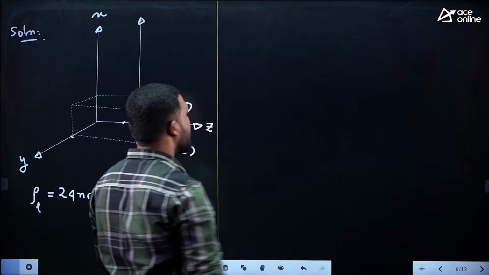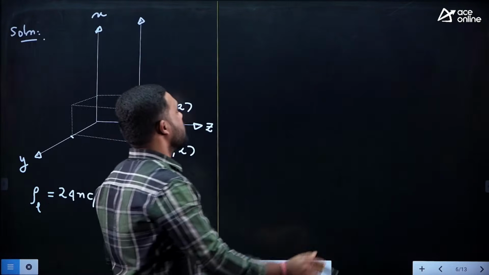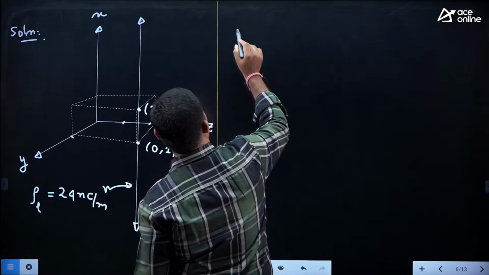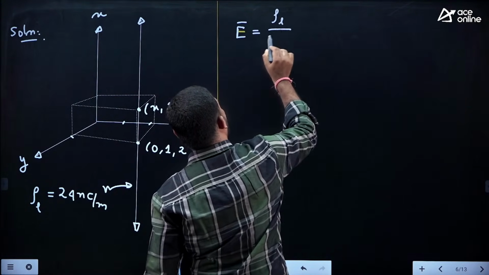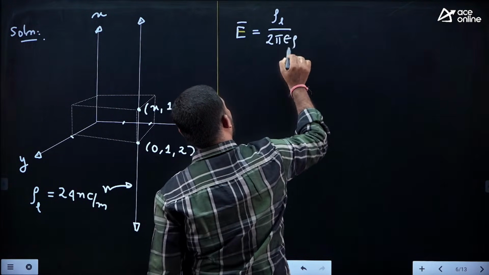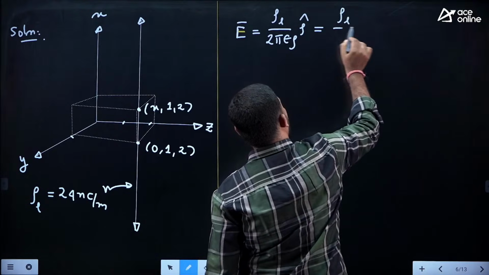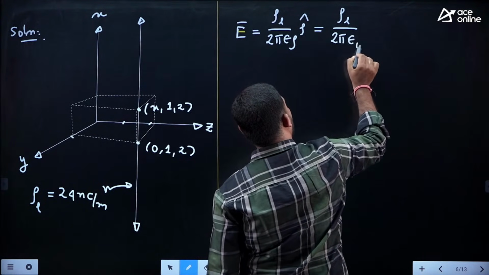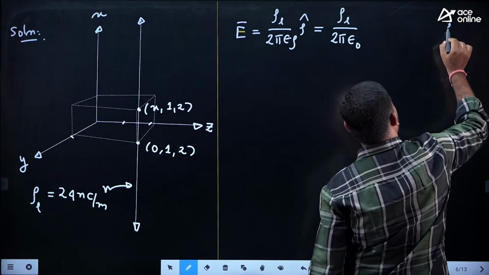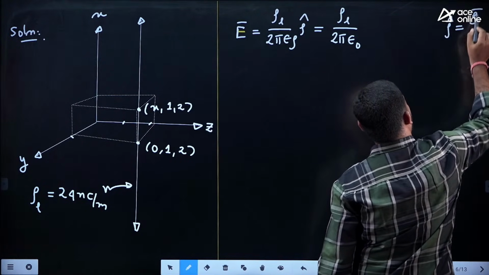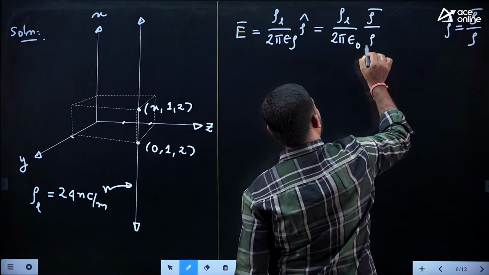Okay, fine. So it's asking what is the magnitude of the electric field at a point 6, minus 1, 3. So what is the formula to find out the electric field due to infinite uniform line charge? It is rho L divided by 2 pi epsilon rho cap. So this can be written as rho L divided by 2 pi epsilon naught. This unit vector can be written as vector by its magnitude. So vector by its magnitude square.